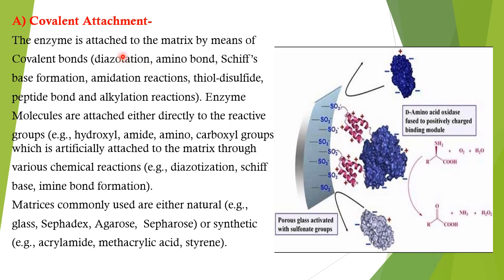So the first one is covalent attachment. As the name suggests, matrices will be used to satisfy all the active sites of the enzyme, so that no active site or active chain remains within the enzyme. Once all the chains' valencies are satisfied, they will not try to bind with other enzymes or interact with other compounds like ligands or proteins.